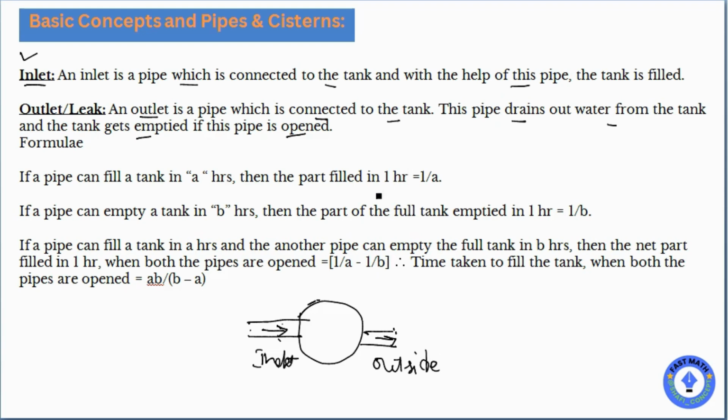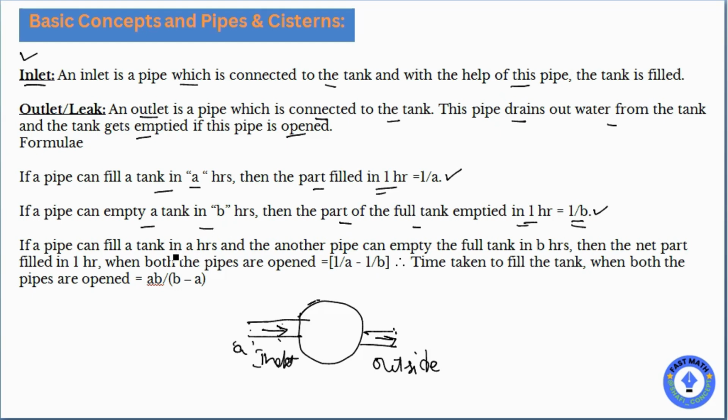Let's go into the formula. If a pipe can fill a tank in A hours, let it be this tank, then the part filled in 1 hour will be 1 by A, that is the reciprocal of A. Let's move. If a pipe can empty a tank in B hours, that means water is coming out through that pipe, then the part of the tank emptied in 1 hour is the reciprocal of B, that is 1 by B. Please note it down so that it is much more useful in the coming problems we are doing.